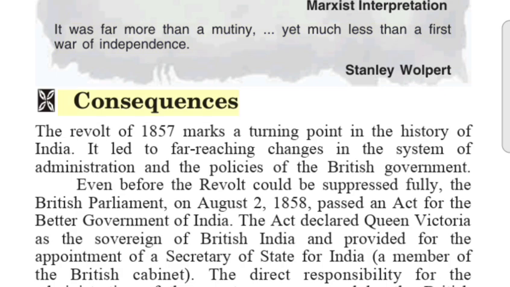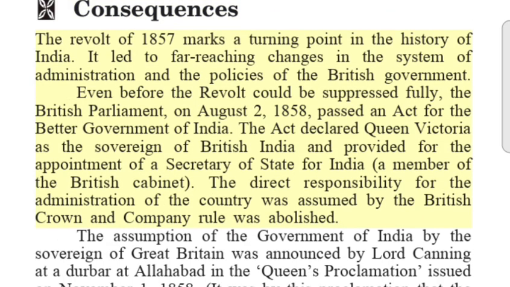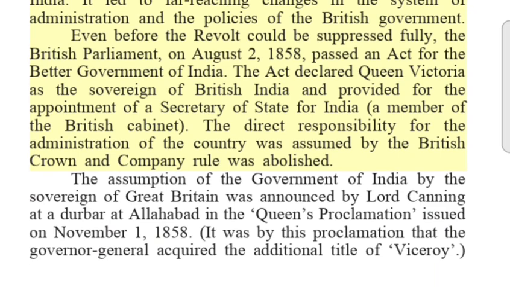Consequences. The Revolt of 1857 marks a turning point in the history of India. It led to far-reaching changes in the system of administration and the policies of the British government. Even before the revolt could be suppressed fully, the British Parliament, on August 2, 1858, passed an Act for the Better Government of India. The Act declared Queen Victoria as the sovereign of British India and provided for the appointment of a Secretary of State for India, a member of the British Cabinet.